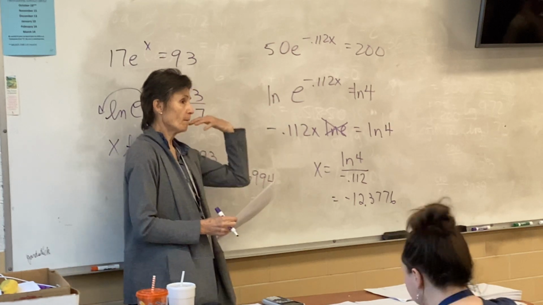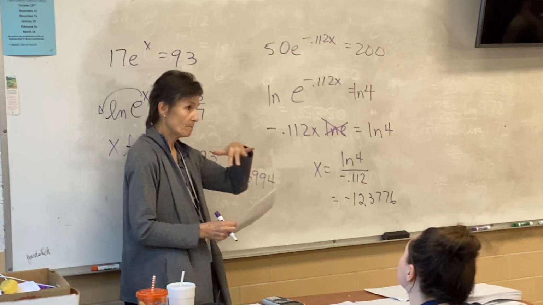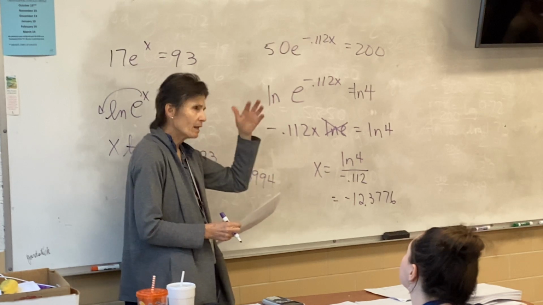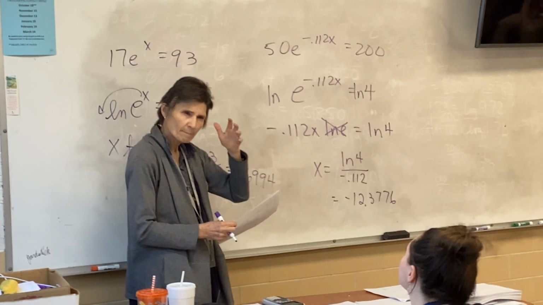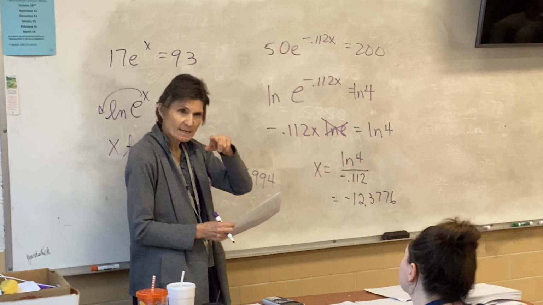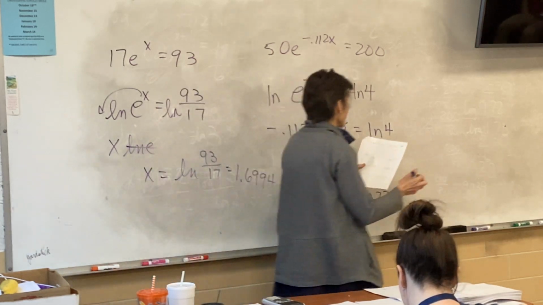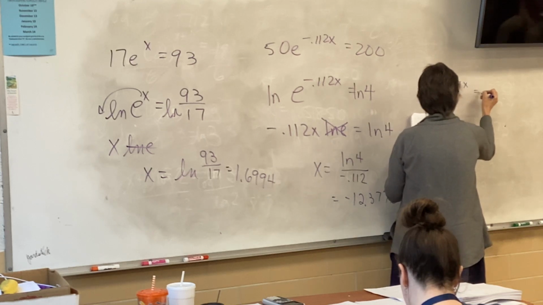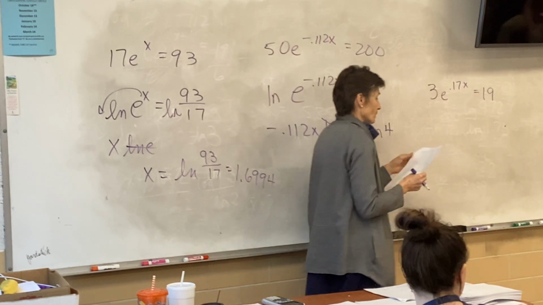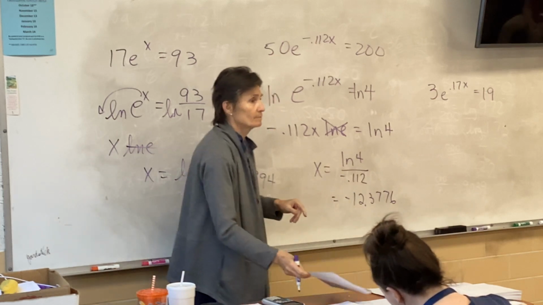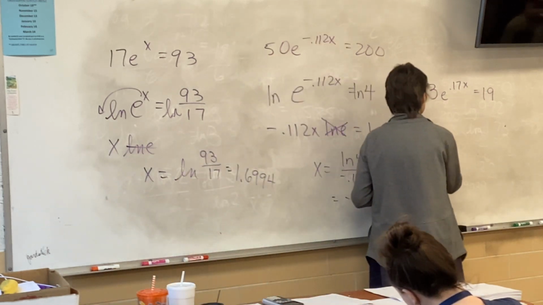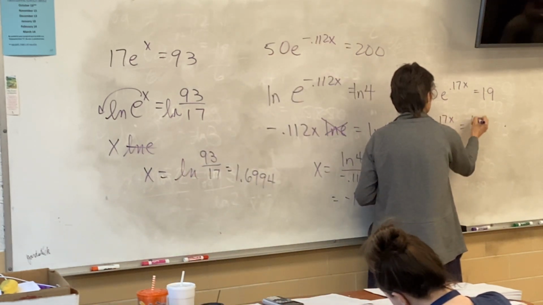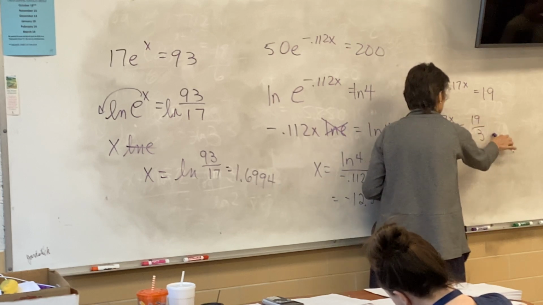The first few problems I did, I LOG'd both sides. Now I'm LNing both sides. When do I LN both sides? When there's an E in the problem. So the next problem has an E in it. What will I do first? Divide by 3. Divide. So E to the 0.17x equals 19 thirds.